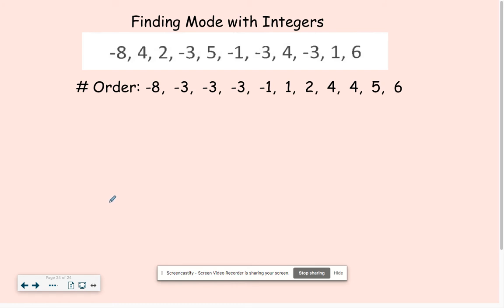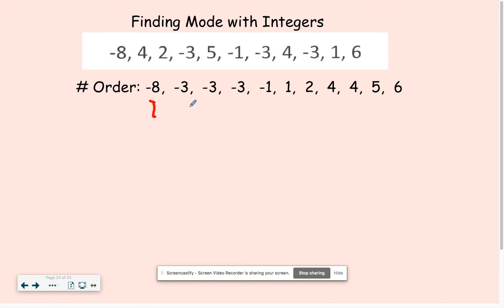Finding the mode with integers is the same as any of the others. You're trying to find out which value appears the most often. Putting your numbers in order from smallest to greatest first can help you find that.